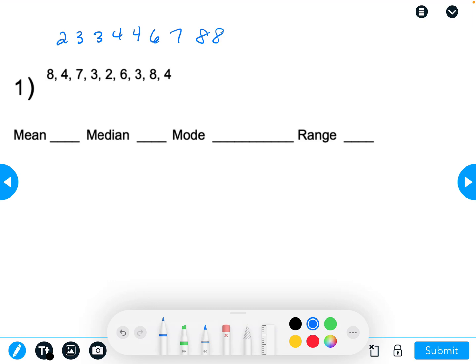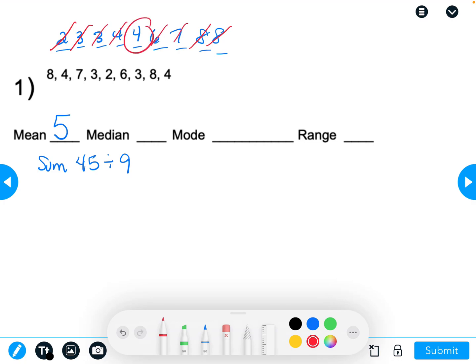So for the mean, we need to add all our data together. When you add it together, you get a sum of 45. And we're going to divide that by the number of pieces of data. In this case, we have 1, 2, 3, 4, 5, 6, 7, 8, 9 pieces of data. And 45 divided by 9 gives us a mean of 5. When we go to find the median, we cross off our highest and lowest in effort to find the middle. And in this case, our median is 4.